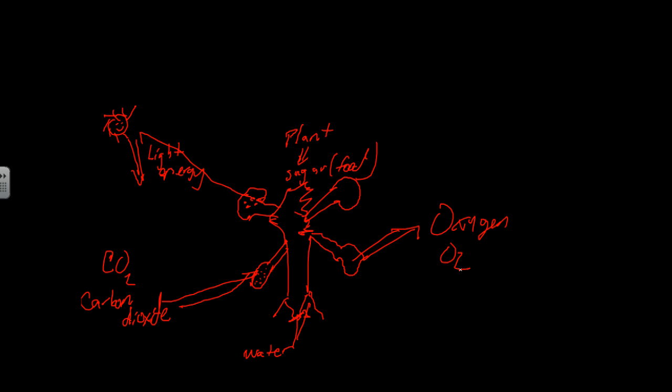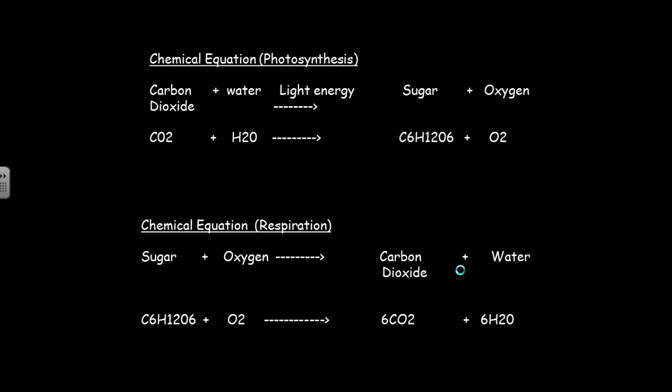Let's take a look at the actual chemical formula. Here's the chemical formula. The top one is for photosynthesis, and that's where you have carbon dioxide, or CO2, plus water, and you're adding in light energy. So those three things go together, and what they're going to do is make the sugar which the plant is going to use, which is C6H12O6, and the oxygen, which is O2.